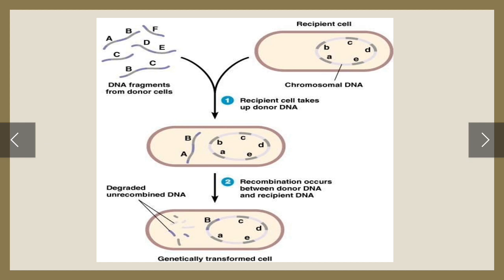You can see here the diagram. The recipient cell takes up donor DNA, and then recombination occurs between donor DNA and recipient DNA. A genetically transformed cell forms.